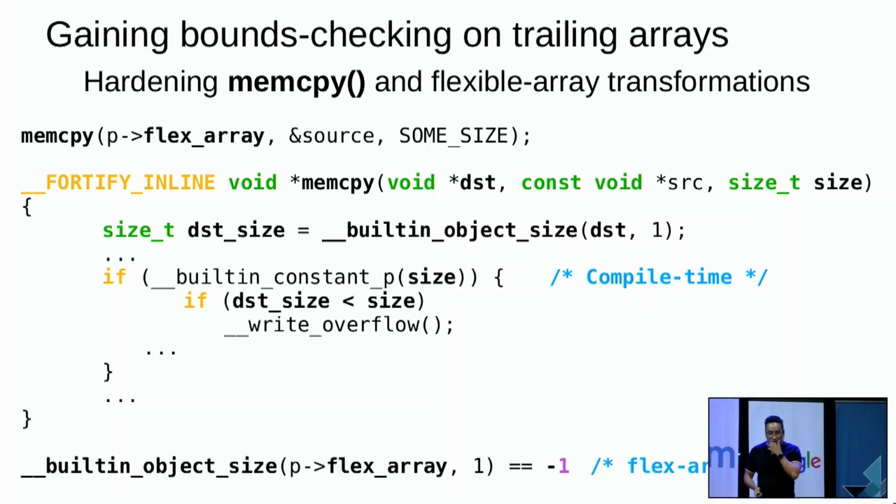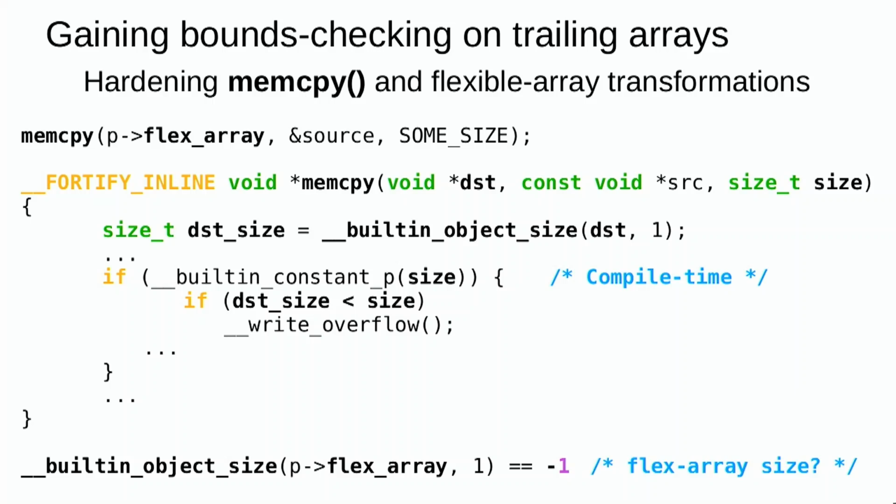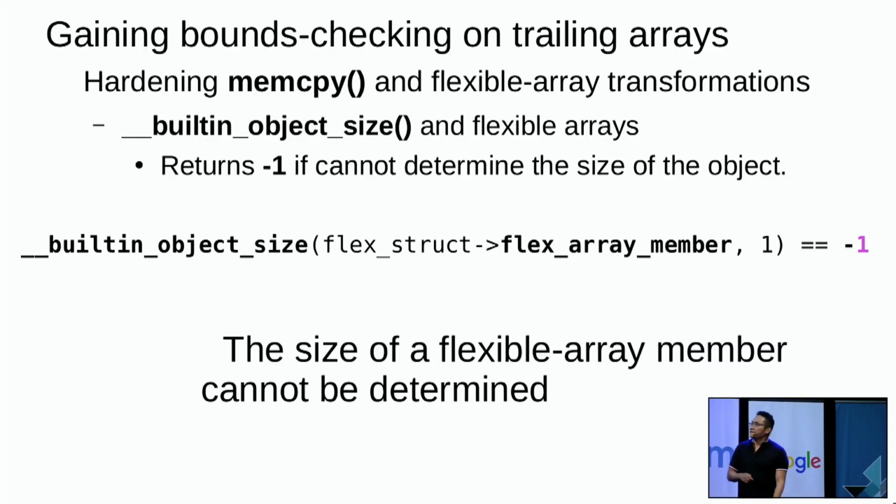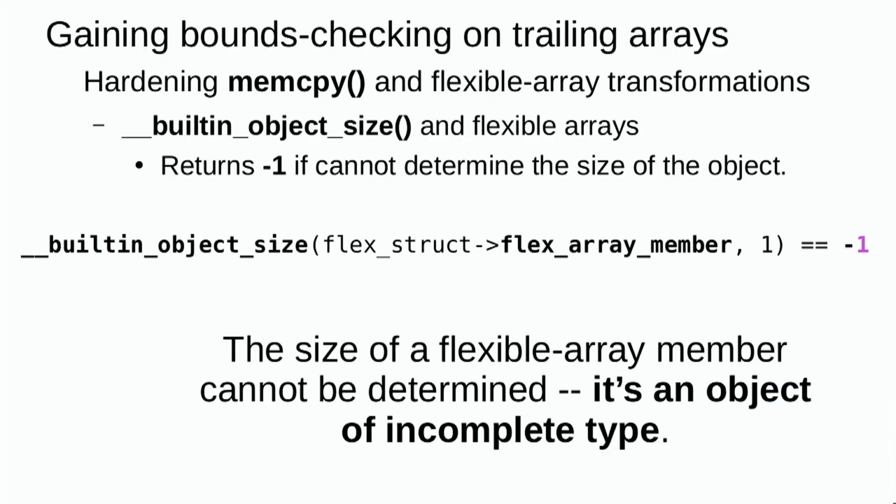And well, when we use memcpy, the fortified version of memcpy, with a flexible array member, it turns out that __builtin_object_size was returning -1. And what -1 means is that this builtin function doesn't know exactly the size of this object. And that's actually expected because the size of the object is of incomplete type. So that was expected.